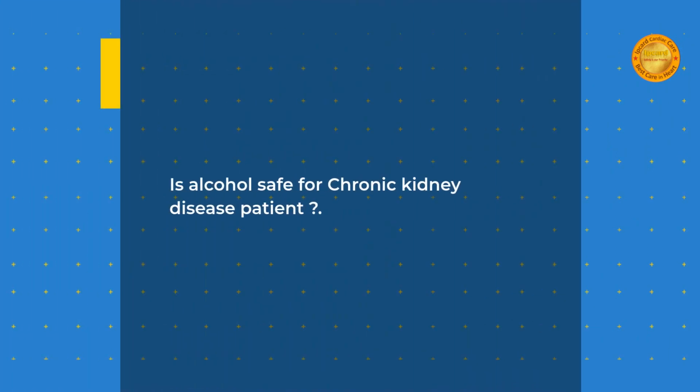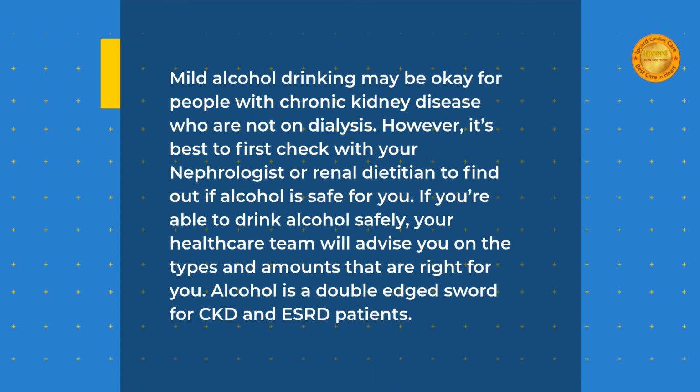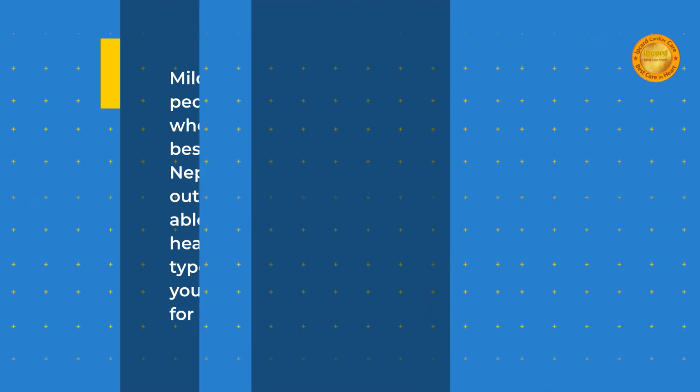Is alcohol safe for chronic kidney disease patients? Mild alcohol drinking may be okay for people with chronic kidney disease who are not on dialysis. However, it's best to first check with your nephrologist or renal dietitian to find out if alcohol is safe for you. If you're able to drink alcohol safely, your healthcare team will advise you on the types and amounts that are right for you. Alcohol is a double-edged sword for CKD and ESRD patients.